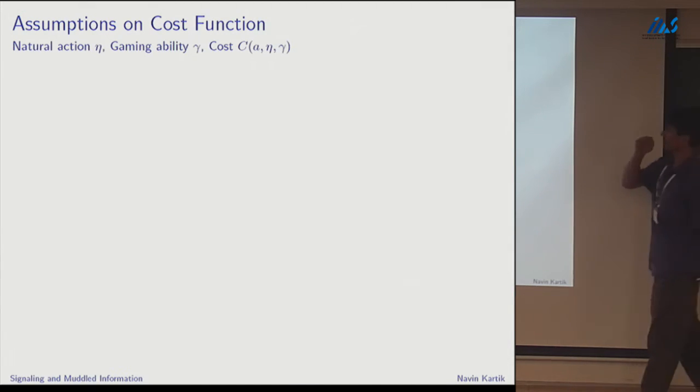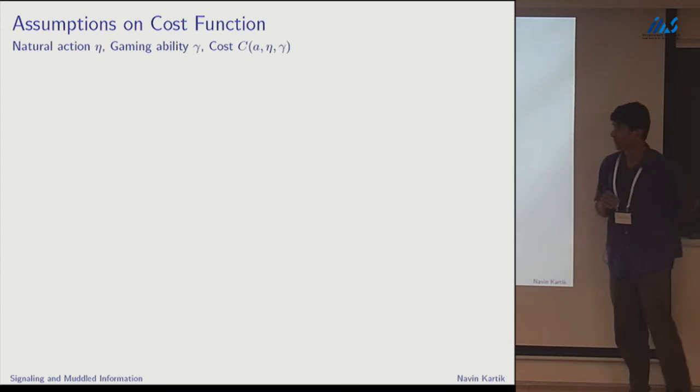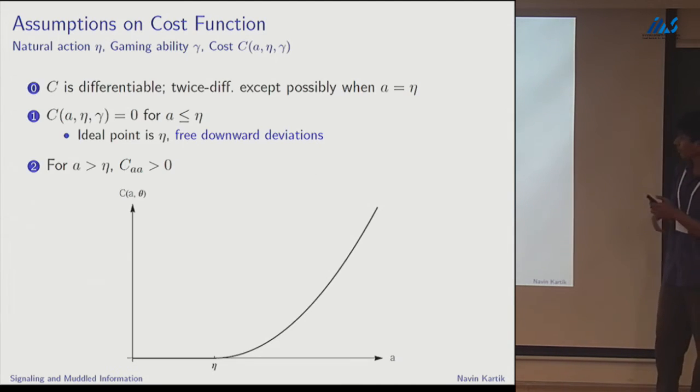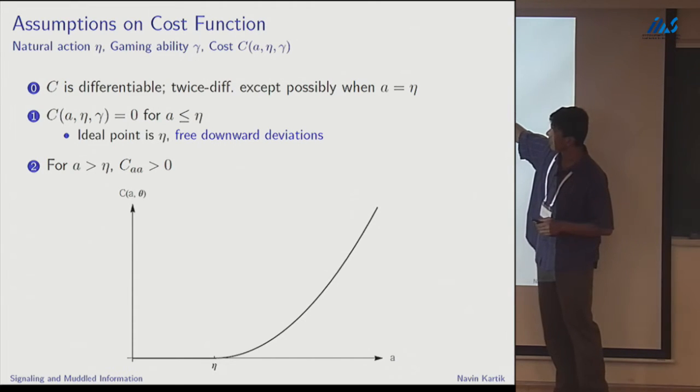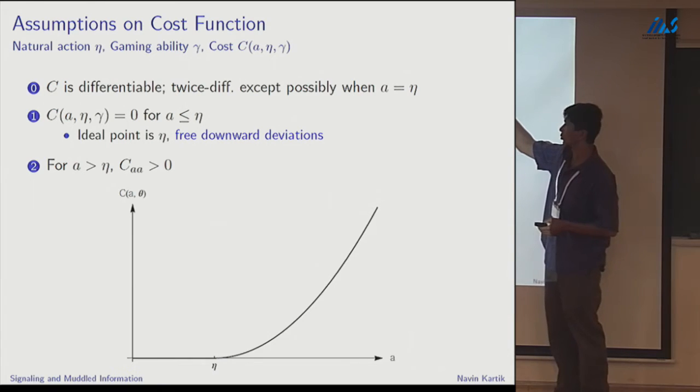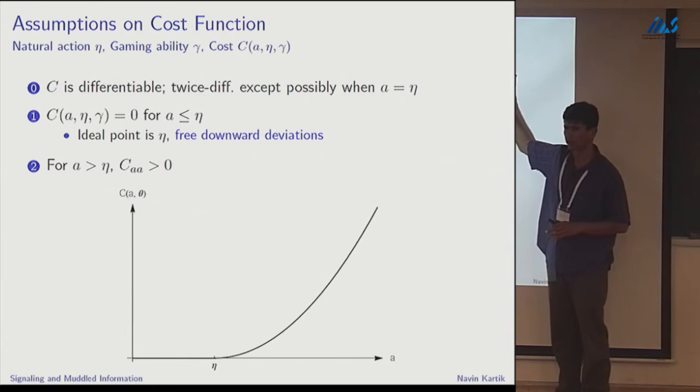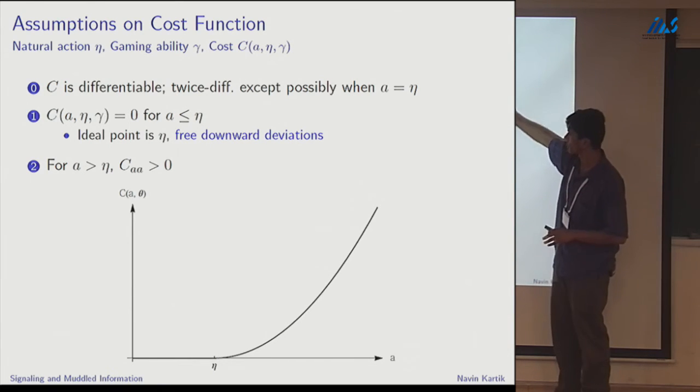So that was on the benefit side. Let me now talk about the cost side. It's technical. C is differentiable, and it's twice differentiable essentially everywhere, except possibly at one point, and I'll talk about why in a moment. That's just technical.